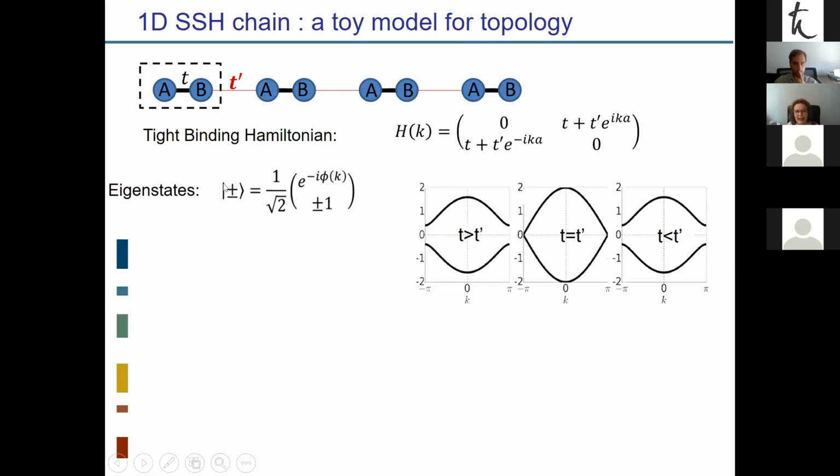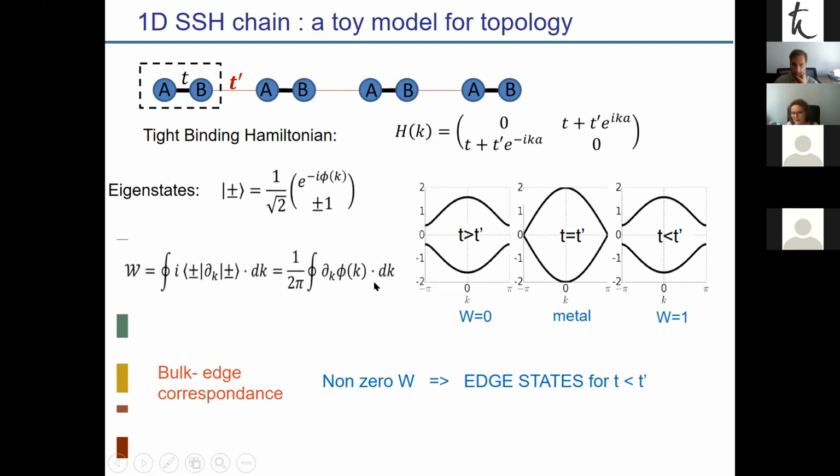And then if you look at the eigenstates, which are defined by their components on the two sublattices, A and B, you see that there is a phase phi which appears and which really characterizes each eigenstate. And if you integrate this phase over the Brillouin zone, you get a winding number, which is an integer, which can be either 0 or 1, depending on how you define your unit cell. So, of course, if you are in the bulk, you define your unit cell the way you want, and you get the same material.